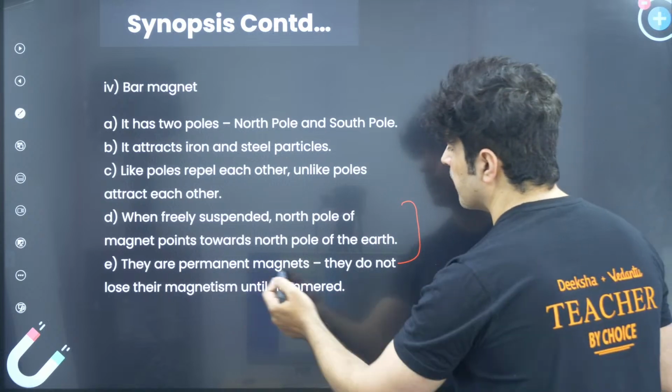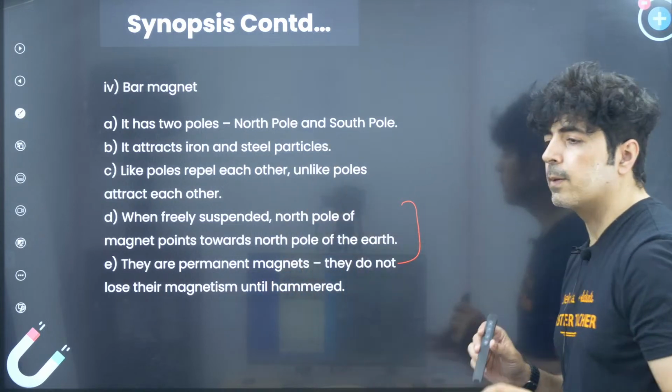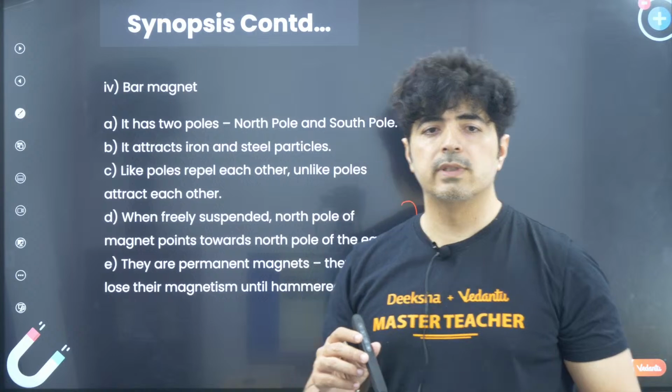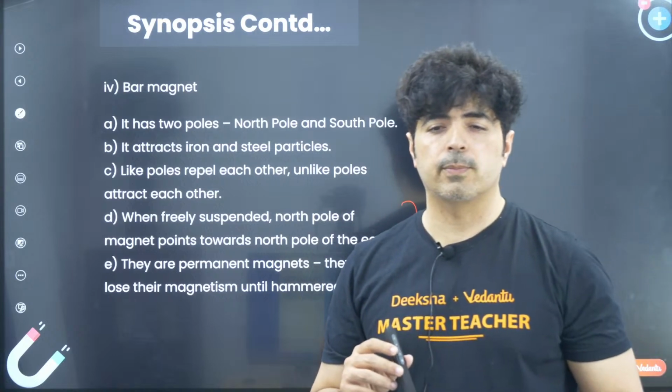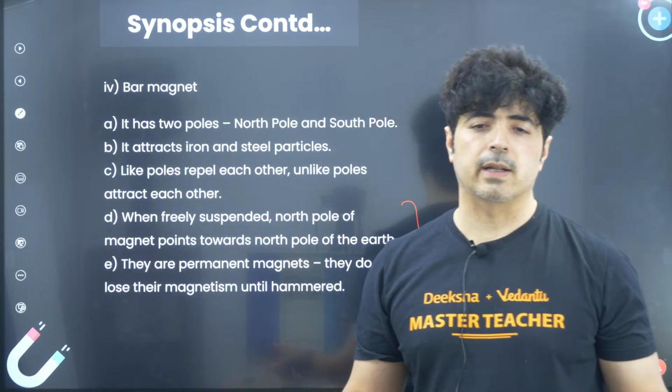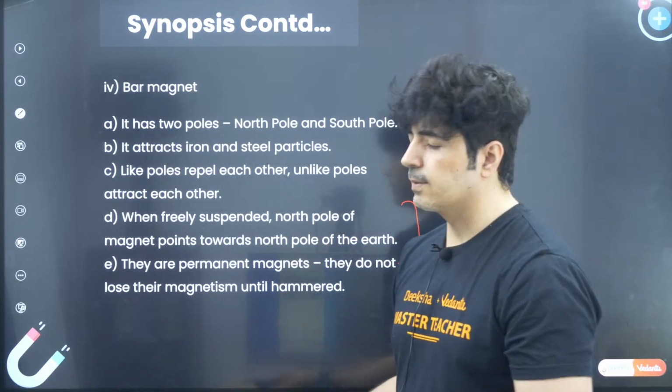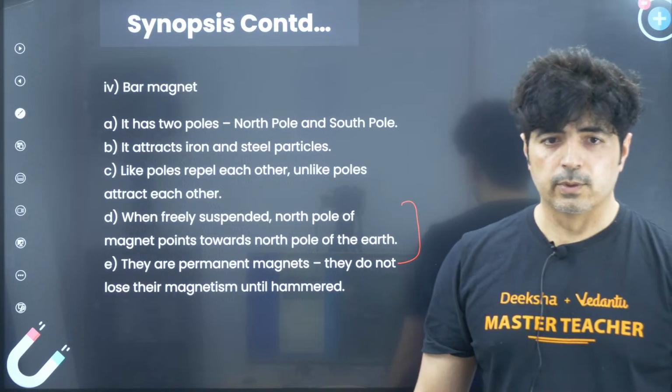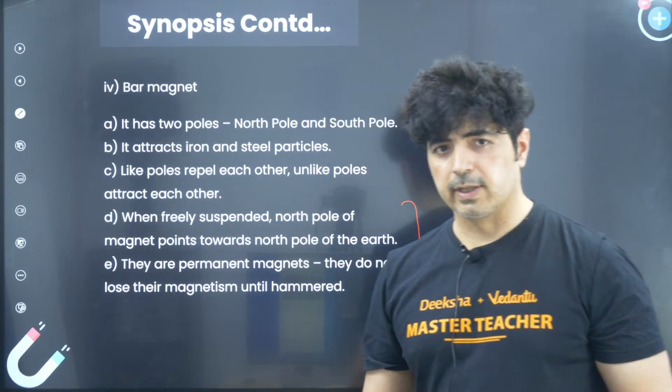Bar magnets are permanent magnets. They do not lose their magnetism. So these are the points, pretty easy ones. There's no need to do any hard work remembering them. I hope this is absolutely clear to everybody. Let's move on to the next part.